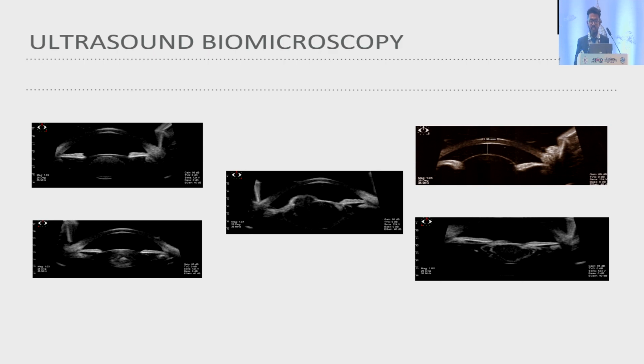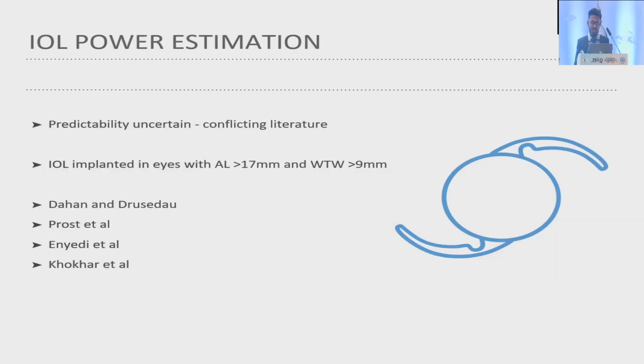Now comes the most important part, which I'll be just touching upon, that is the IOL power estimation. Now we know IOL power prediction is very uncertain in children, and we have conflicting literature published. One thing we can all agree on is IOL is to be implanted in only those eyes which have adequate size, that is axial length more than 17 mm and wide to wide of more than 9 mm. Now, like sir just said, predicting the IOL power is very difficult, and various formulae have been described, which sir will be covering in detail. So that is all in preoperative assessment. Next, we move on to the surgical steps.